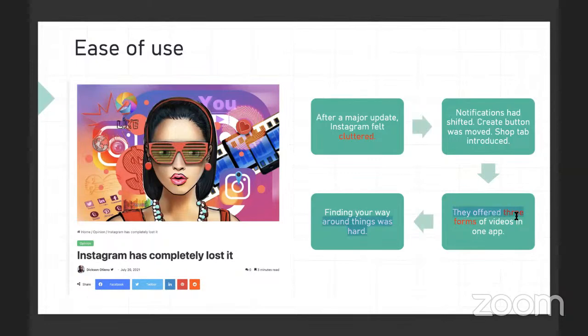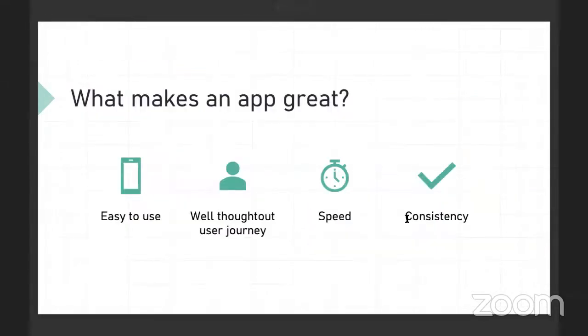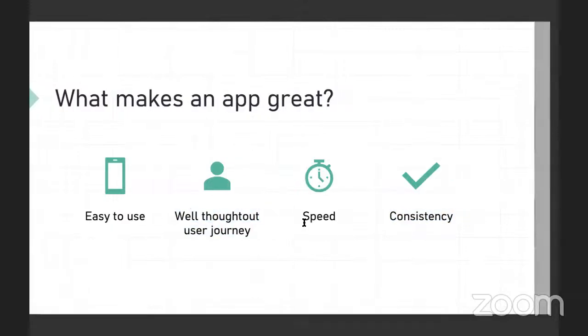Part of the issue they had when they did this big update is that they offered 3 forms of videos. So there was the normal videos in feed, then there were reels, those like TikTok, and then there were IGTV. You remember a few years before, I think in 2018 or 2019, they launched something called IGTV. So now one app was offering 3 types of videos that you could create in 3 different ways and interact with in 3 different ways. And there was no consistency in how the app looked, and it wasn't a well thought out user journey.